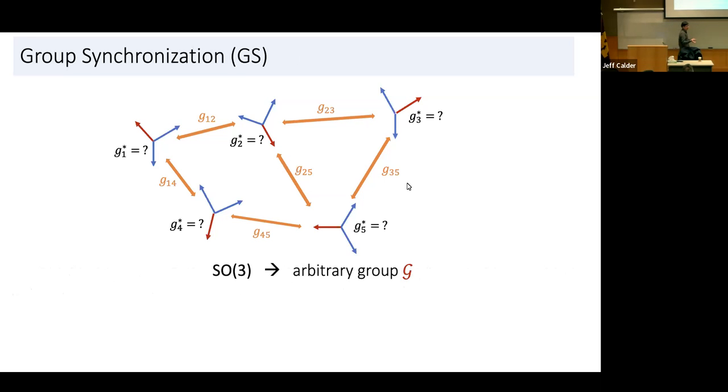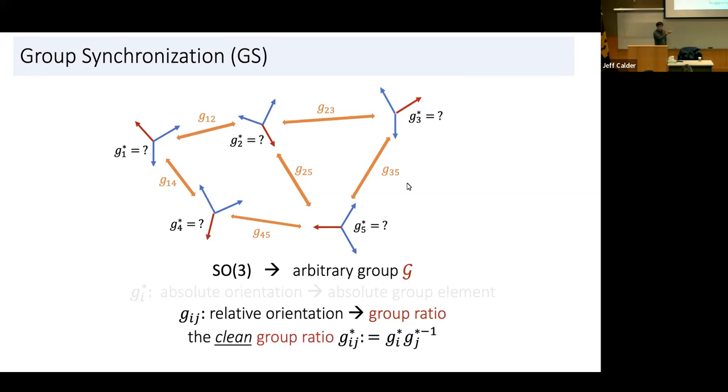Now let's generalize this problem to a broader class of objects. We know that camera orientations are rotations, which belong to SO(3), right? So now we can generalize to an arbitrary group G. In this new setting, G_i star will represent the absolute group element, and G_ij will represent the relative orientation. Sorry, the group ratio in this much more general setting.